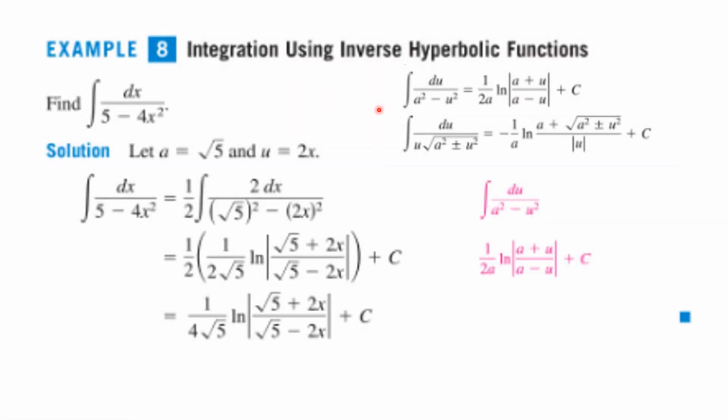You can also do another one. If you were confronted with this problem, you'd let a equal the square root of 5 and u equal 2x, and do the substitution. Here we would be using the top formula from the theorem that we had. We make the substitution, do the algebra and arithmetic, and this is the answer we would get at the end of this problem.